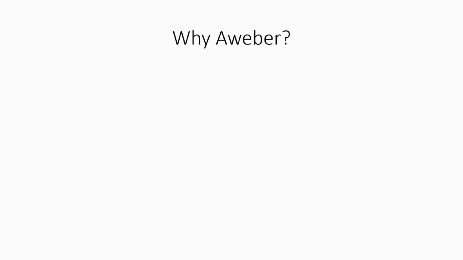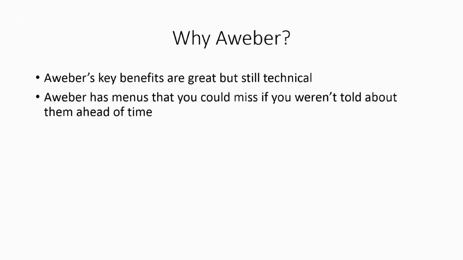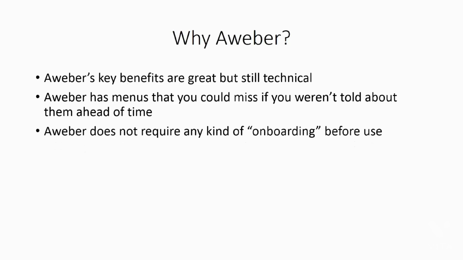What are those cons? Well, Aweber's really super cool key benefits are still really technical. You still do have to really understand technical stuff to get some of the real benefits of it. Aweber has menus that you and I could miss if we weren't told about them ahead of time. So sometimes we can go months, years, long periods of time missing some of the key benefits because we just didn't know they were in the menus. And Aweber does not really require its customers to go through any kind of onboarding before use, so they assume people already know how to use it, and that can be good and bad.